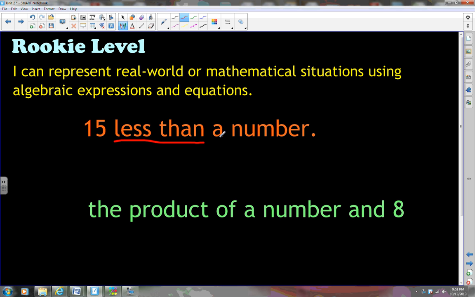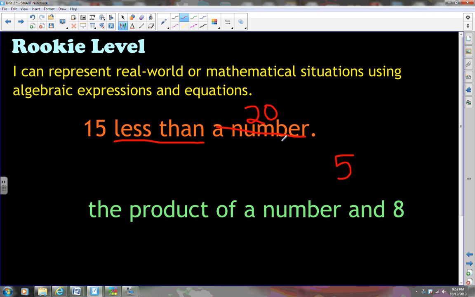What helps me sometimes when I'm trying to solve a rookie level question like this is where it says a number, I'm going to substitute an actual number in there. I'm going to say 20. Now what I need to figure out is 15 less than 20. If I had to answer this question, what would my answer be? Well, the answer for 15 less than 20 is 5.